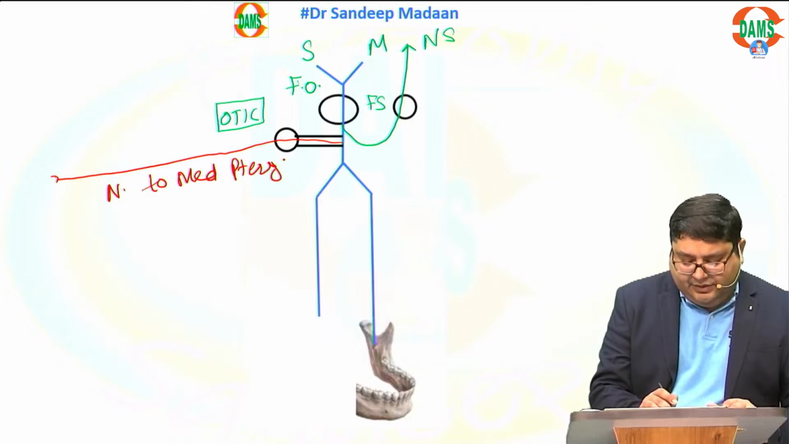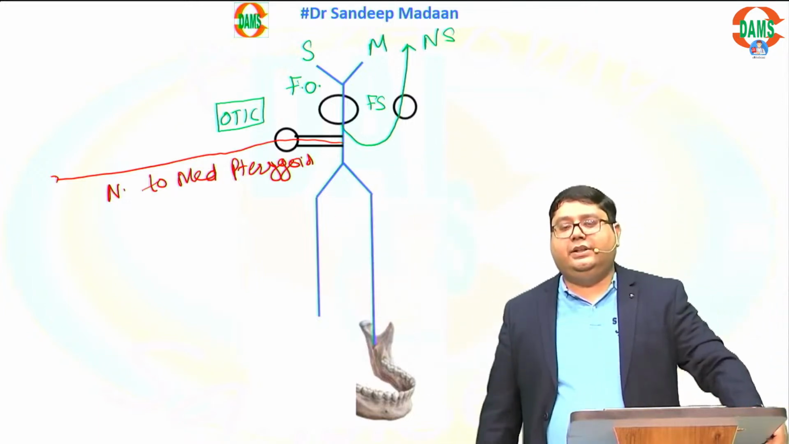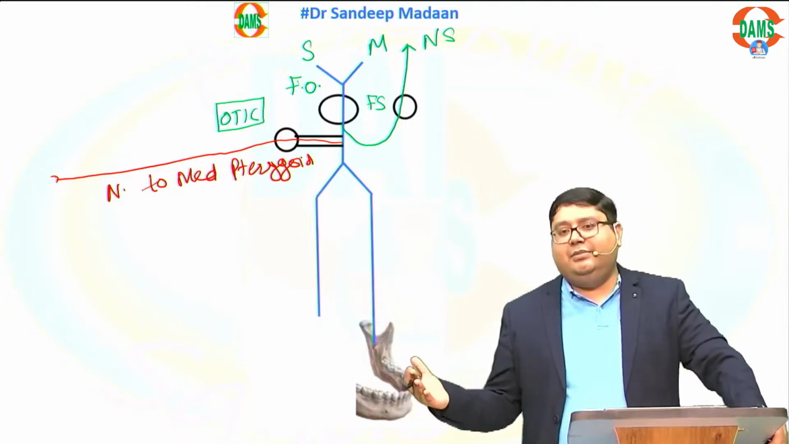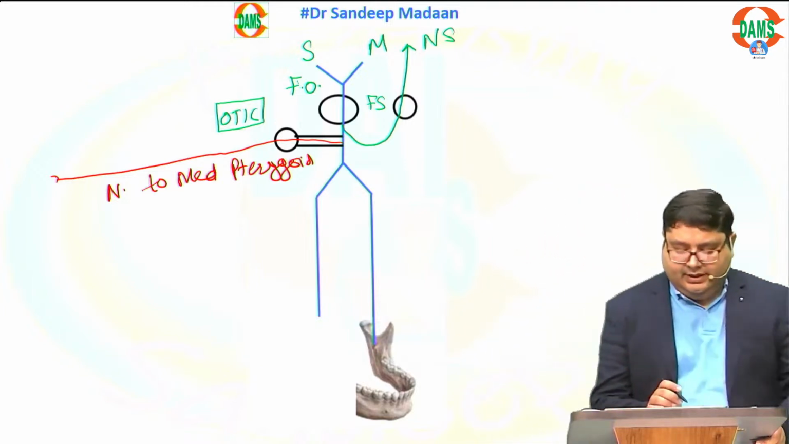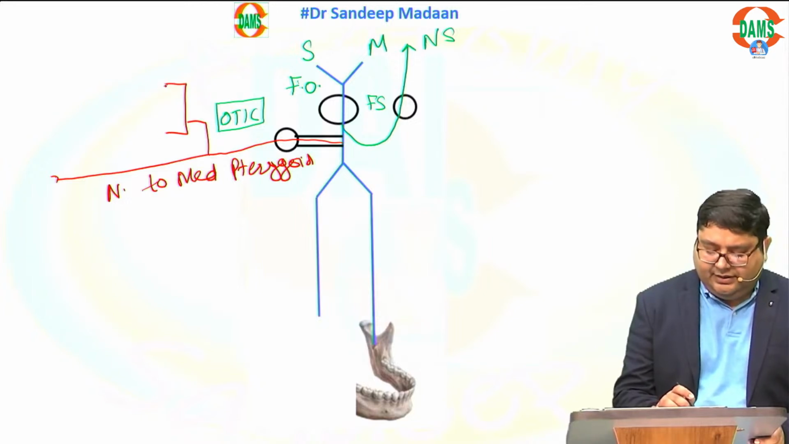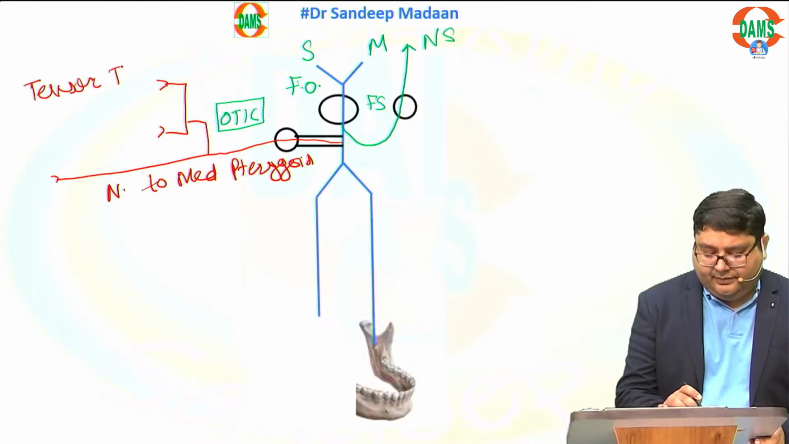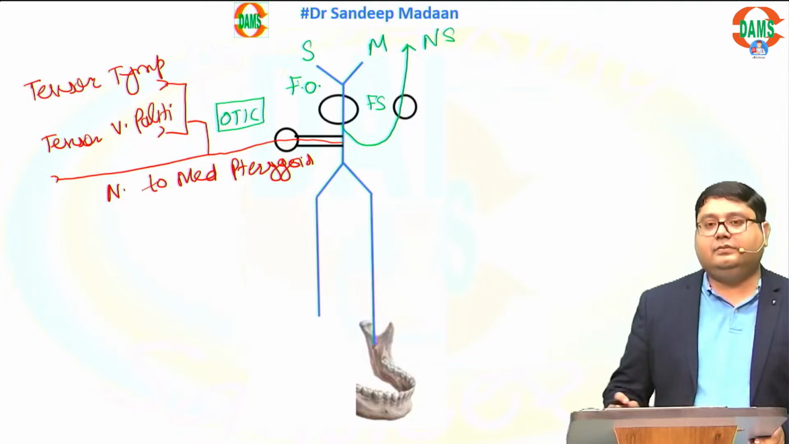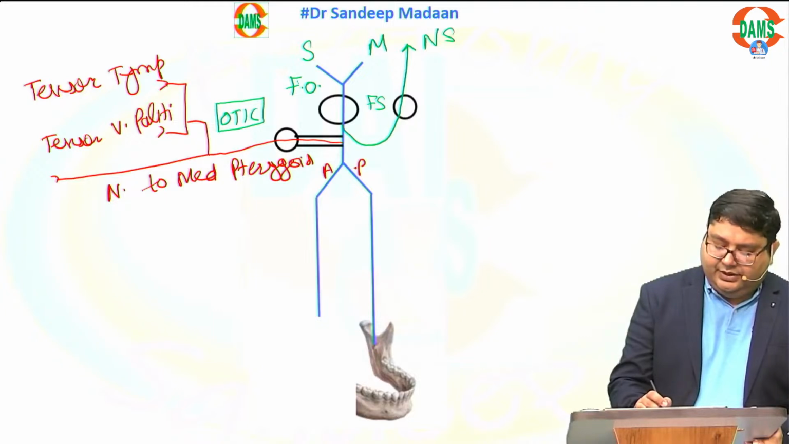It is another branch which is given by the trunk. One branch was nervus spinosum, another branch is nerve to medial pterygoid muscle. As the name suggests, it will be supplying the medial pterygoid, but along with the medial pterygoid, it will supply two tensor muscles, that is tensor tympani and tensor veli palatini. Okay. After that, it will divide into anterior and posterior division.